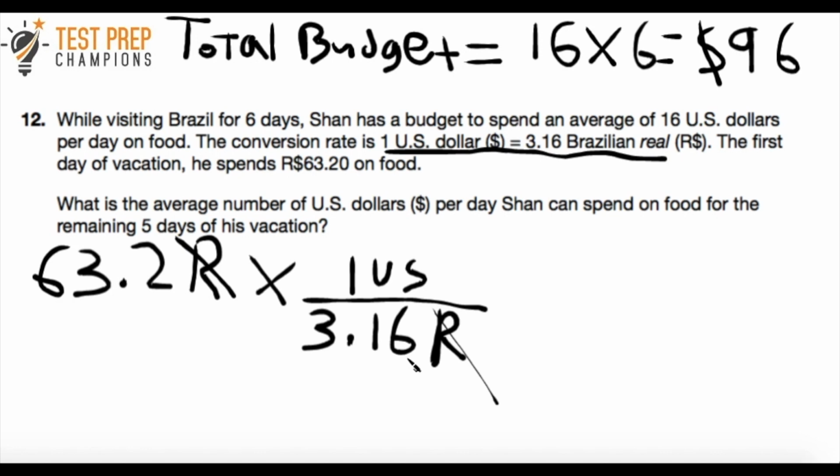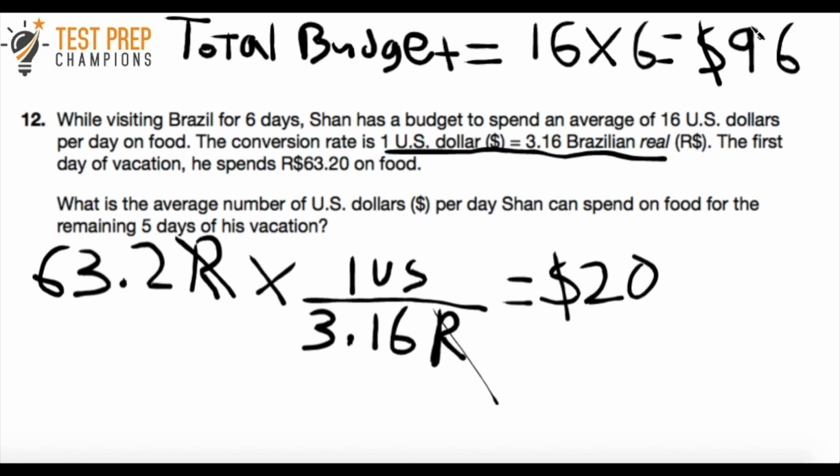And so if we do the math, we do 63.2 divided by 3.16. So that's going to give us 20. So that gives us 20 US dollars. So what does that tell us? On the first day, he's already over his budget because he spent 20 US dollars. I'm just going to now put a dollar sign in 20.